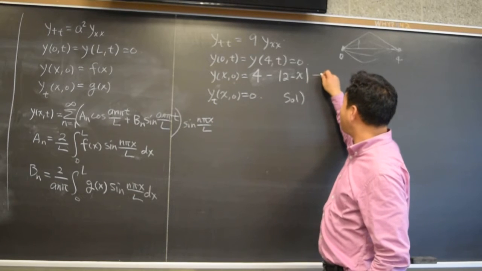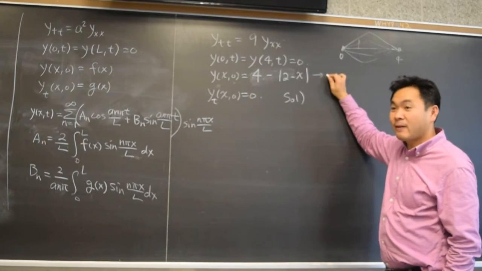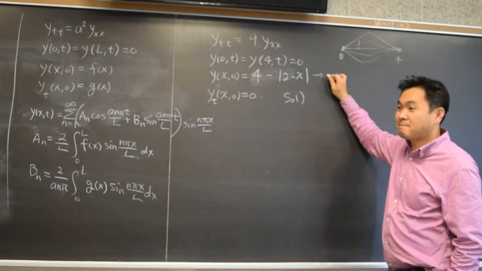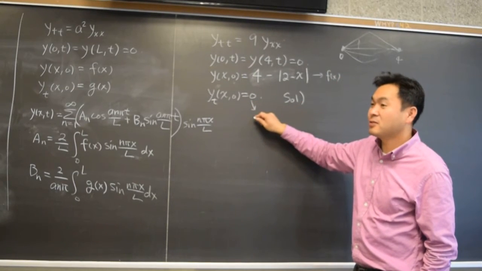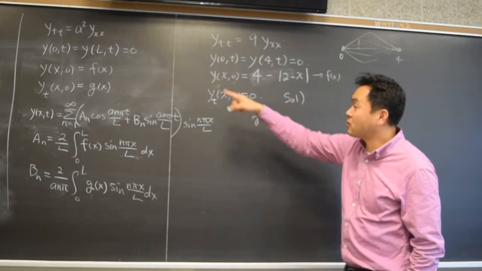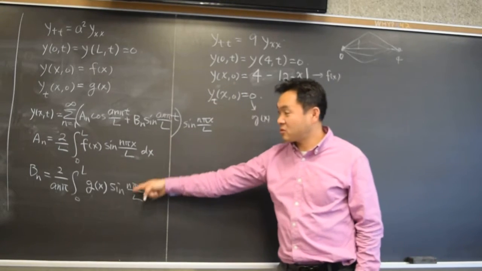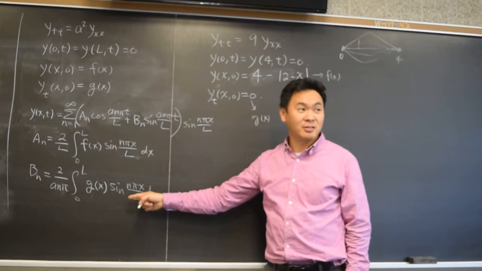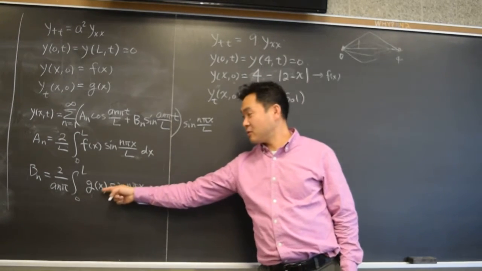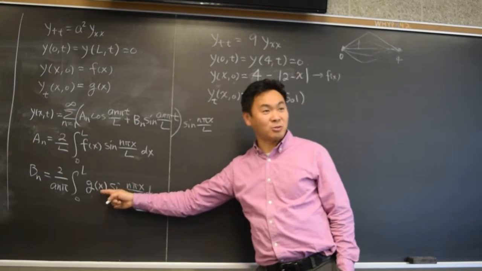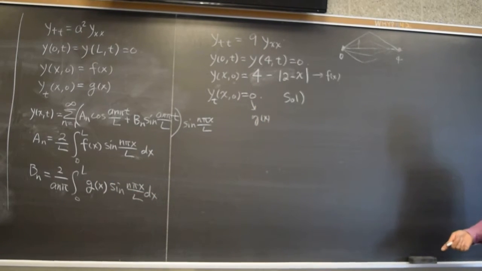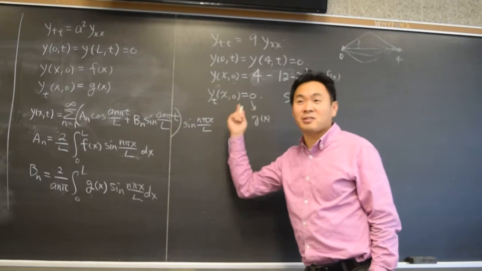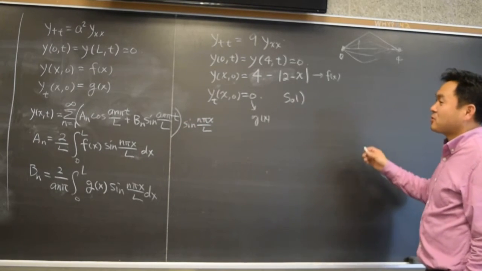Okay, is this f(x) or g(x)? F(x). And this one is g(x), if you compare it to that one, okay? So which one is 0? B_n. This one. g(x) is 0, so this interval will give you 0, okay? So that means you just have to find A_n, and once you find A_n, you plug it in here, and that's it, okay? So let's do that.